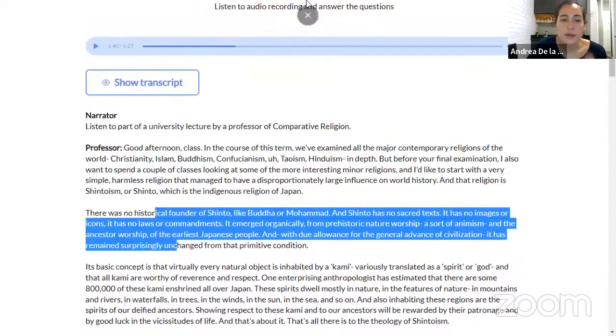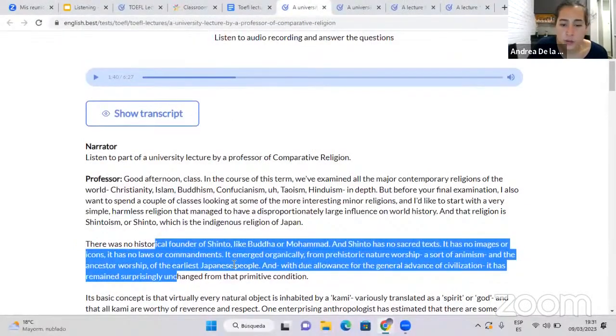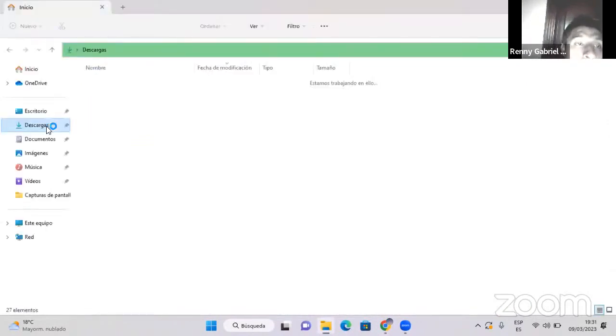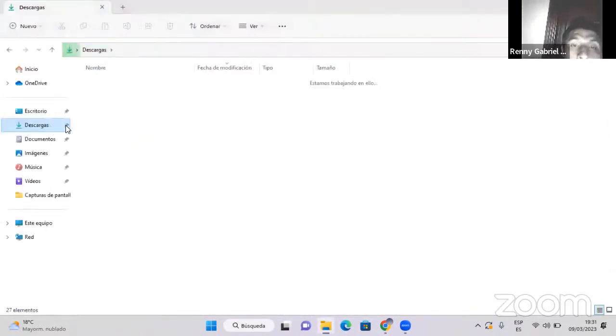Okay? So what we're gonna do is we're gonna take notes, something like this. Let me show you. So these were my notes for this lecture that we are seeing about Shintoism. Okay, sí, okay. Mis puntos.